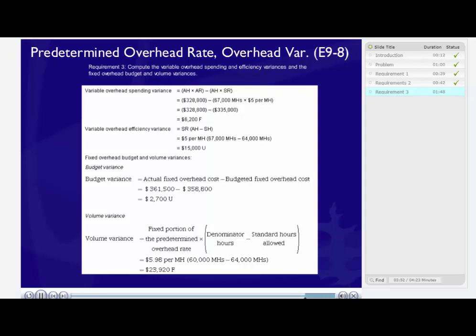Next, we look at the budget variance, which would be equal to the actual fixed overhead cost less the budgeted fixed overhead cost. And that comes out to be $2,700 unfavorable. And finally, the volume variance: we take the fixed portion of the predetermined overhead rate and we multiply it times the difference between the denominator hours and the standard hours allowed. And when you work through that calculation, we come up with $23,920 favorable.